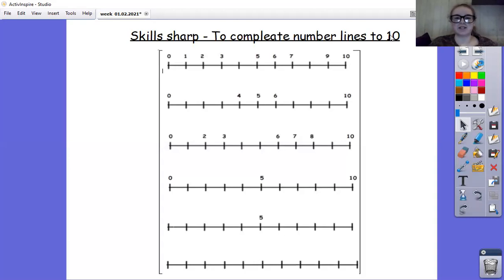Fantastic. Okay, your skill chart for today is on the screen. You can also get this off the school website if you'd like to download it or print it that way. I would like you to look at these number lines and fill in the missing numbers from 0 to 10. So you can pause the screen and do this now or download it off the school website.